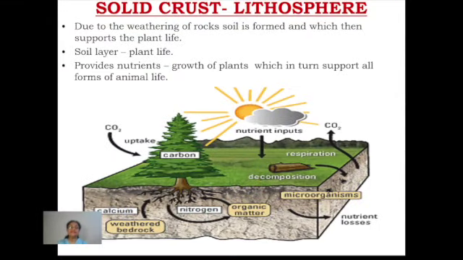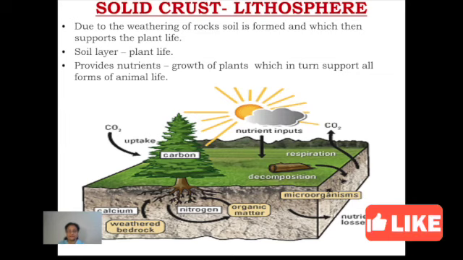Clear? Now the next is the solid crust. It is also called the lithosphere. Now what is it? Basically, due to the weathering of rocks, soil is formed on the earth's surface, right, which then supports the plant life. Now this soil which is present here, you can see in this picture, the soil which is present on the earth's surface, which is very, very important for the survival of plants. And it provides nutrients, growth of plants, which in turn support all the forms of animal life. Because plants, as you all know it very well, are called the primary producers, right? And all the other living beings are dependent on plants.